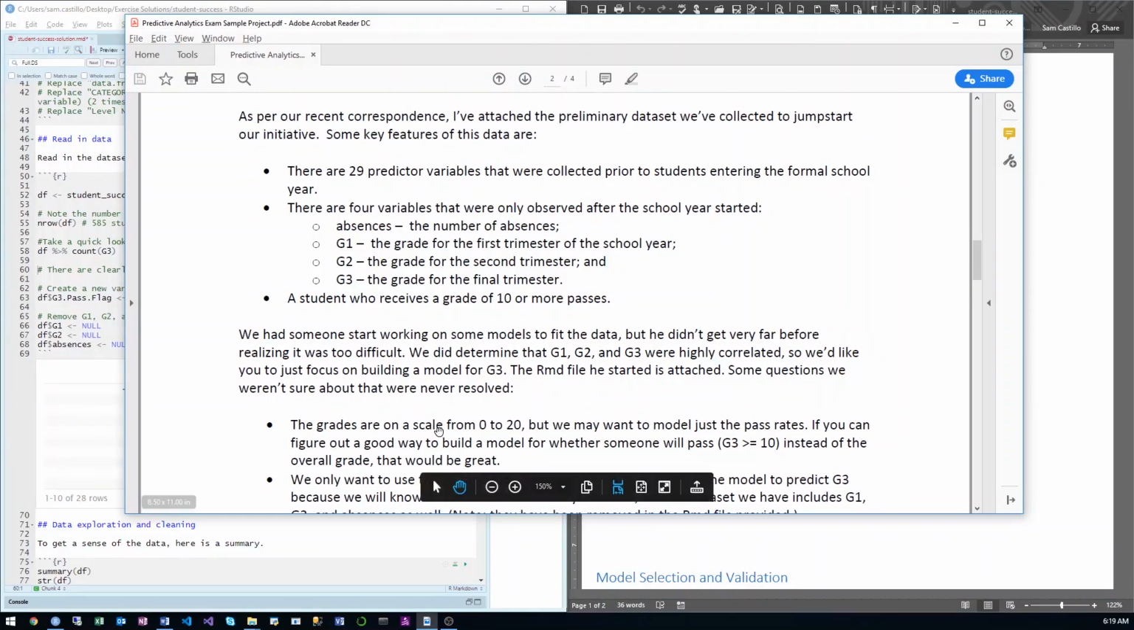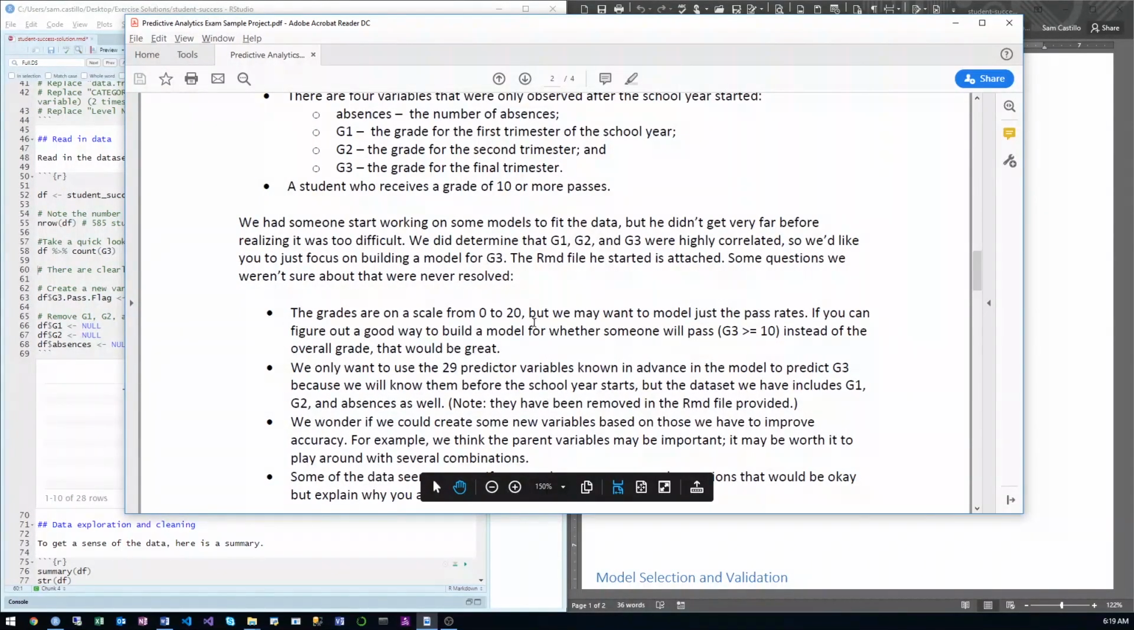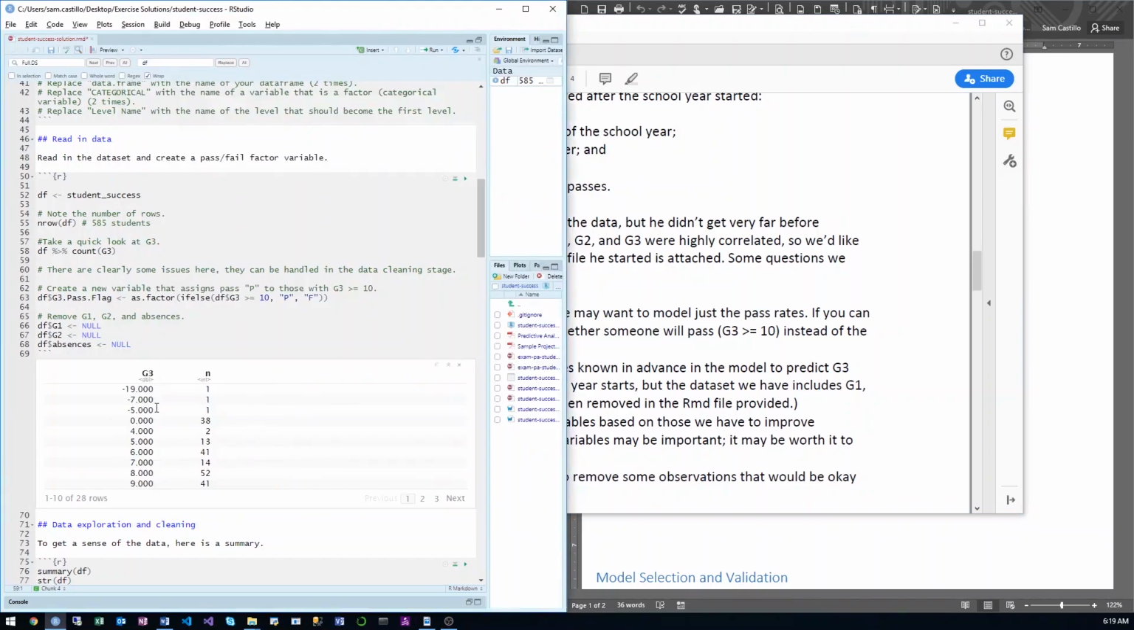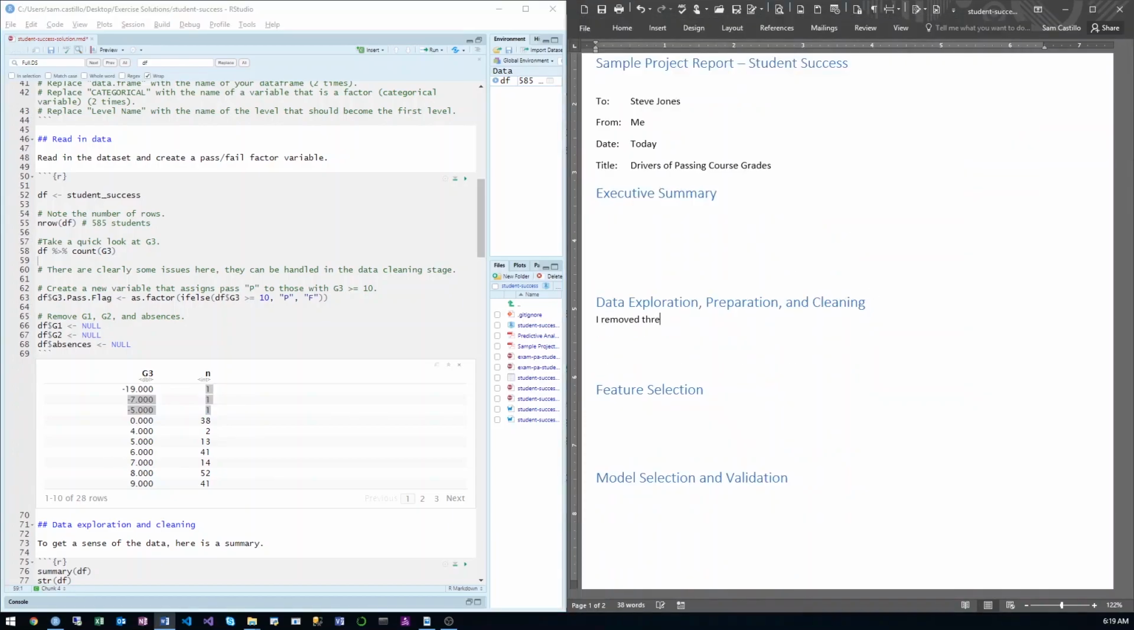The grades are on a scale of 0 to 20, but we may want to model just the pass rates. You can figure out a way to build a model for whether someone will pass instead of the overall grade. So there are 3 students that have a grade of less than 0. I removed 3 students who had grades in the final trimester that were less than 0.